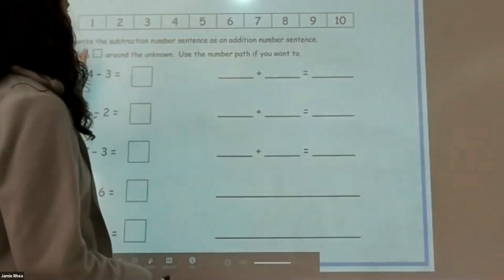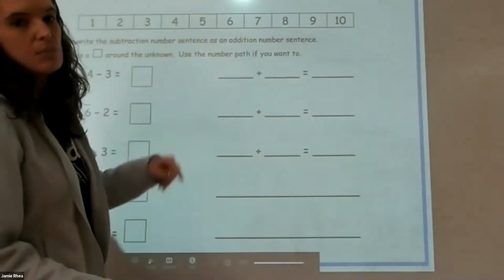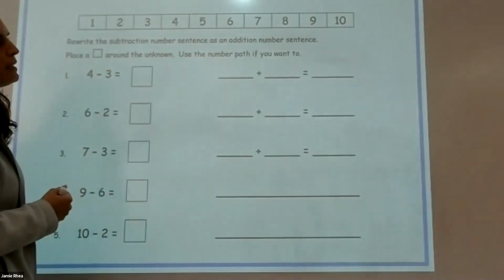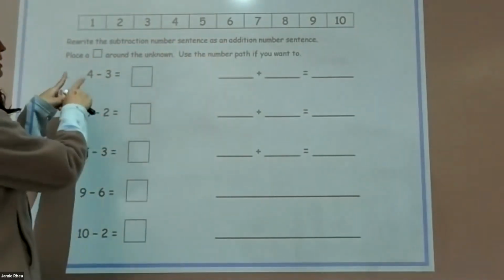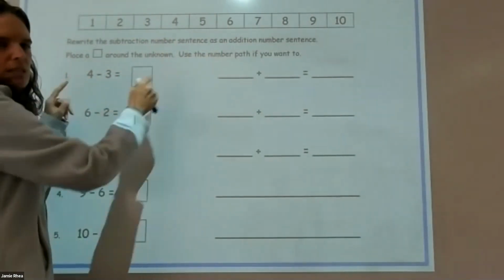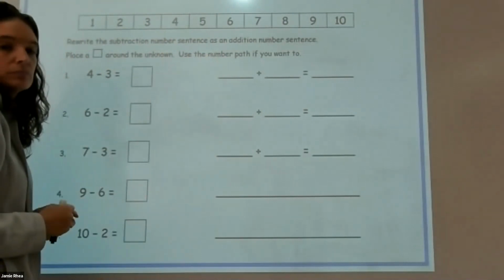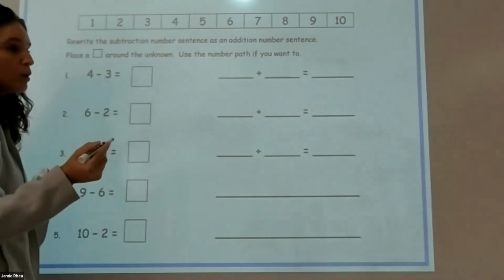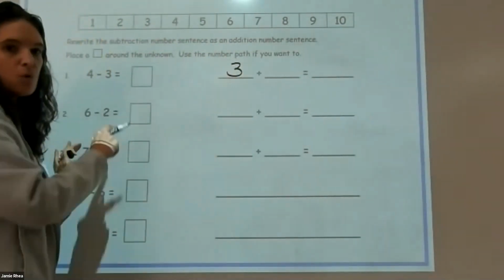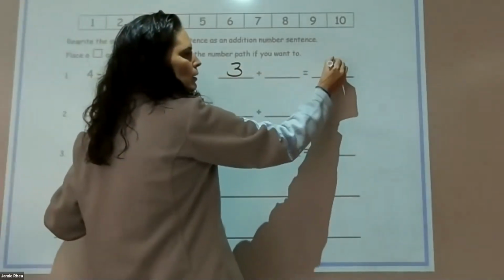Now, it says rewrite the subtraction number sentence as an addition number sentence. Place a box around the unknown. Use the number path if you want to. So let's look at 4 minus 3. How can I write 4 minus 3 as an addition sentence? Well, I have to start with 3 because it's the part I know. And 4 I know in my subtraction is my total. So I'm going to put it over here.